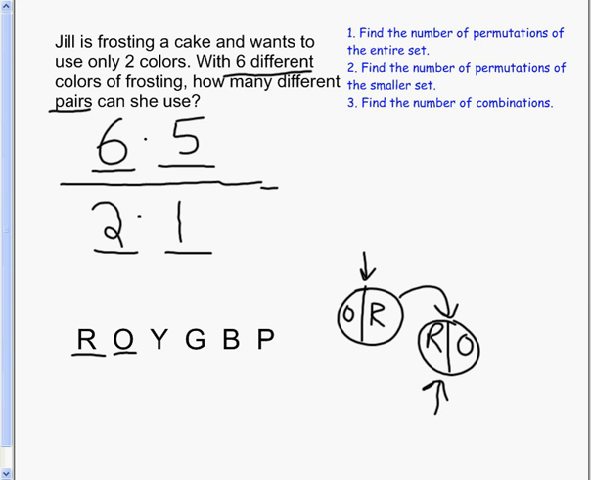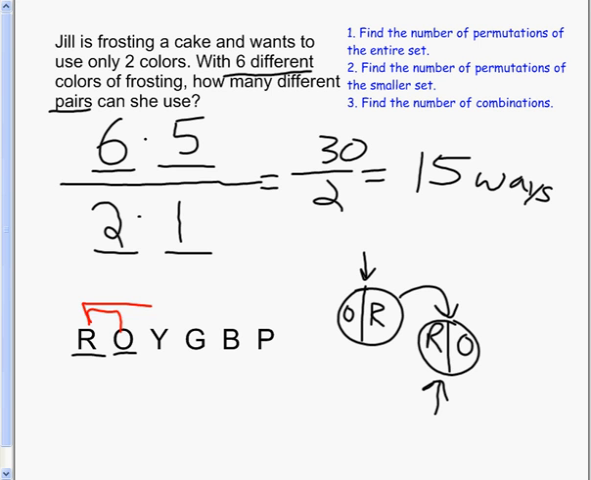So now doing the multiplication, 6 times 5 is 30, 2 times 1 is 2, 30 divided by 2 equals 15. So there's 15 ways or pairs of colors we can have. Now, showing you how this works on the bottom here. If we have red, red can be with orange, with yellow, with green, with blue, and also with purple. So that's 5 right there.